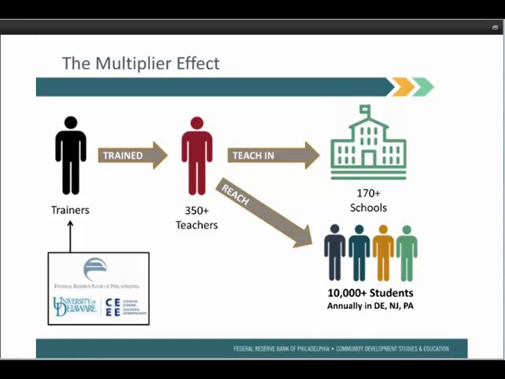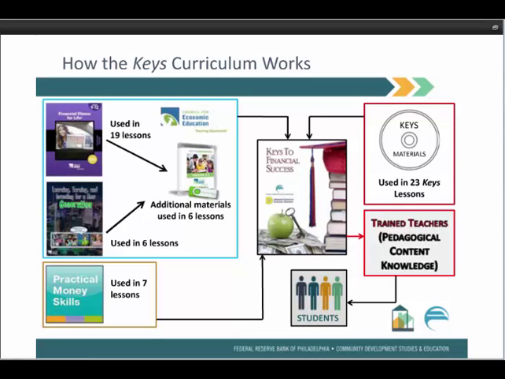I'll explain just a little bit about how the curriculum works. As you can imagine, for a course that's 52 lessons that spans an entire semester or more, I have to have a little graphic to show you how this works. So you see there the teacher's manual in the center of the diagram, and we're bringing a number of materials from the Council for Economic Education: 19 lessons from Financial Fitness for Life, 6 lessons from Learning, Earning, and Investing, and then an additional 6 lessons that are on the Virtual Economics thumb drive, which every teacher that comes to training gets a copy of.